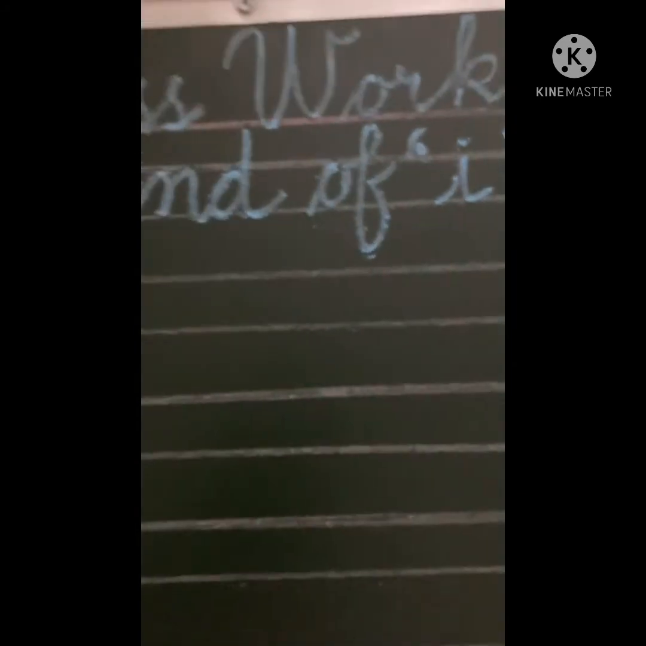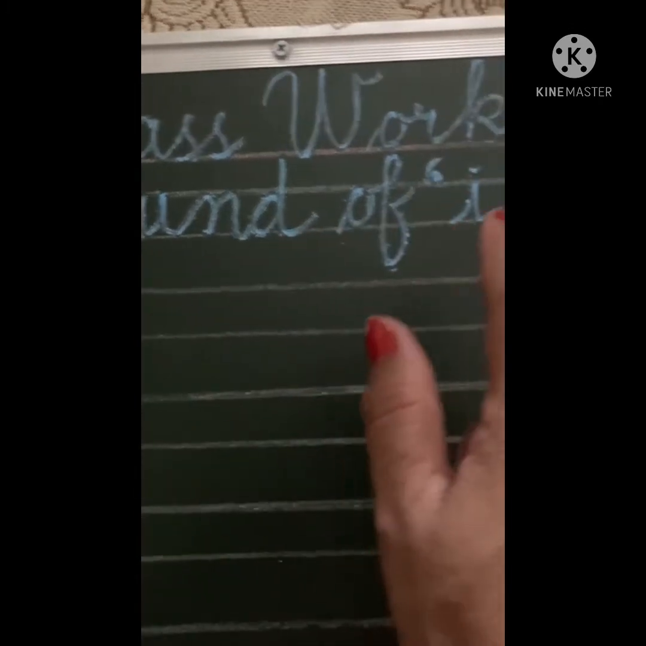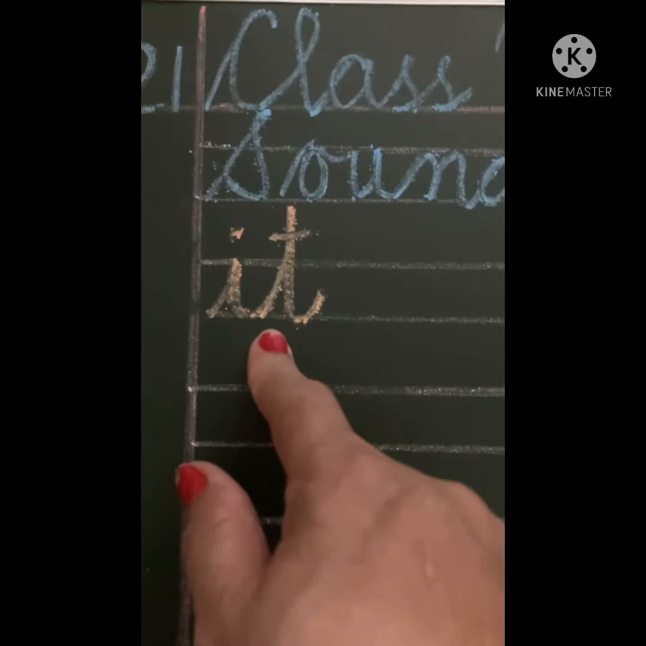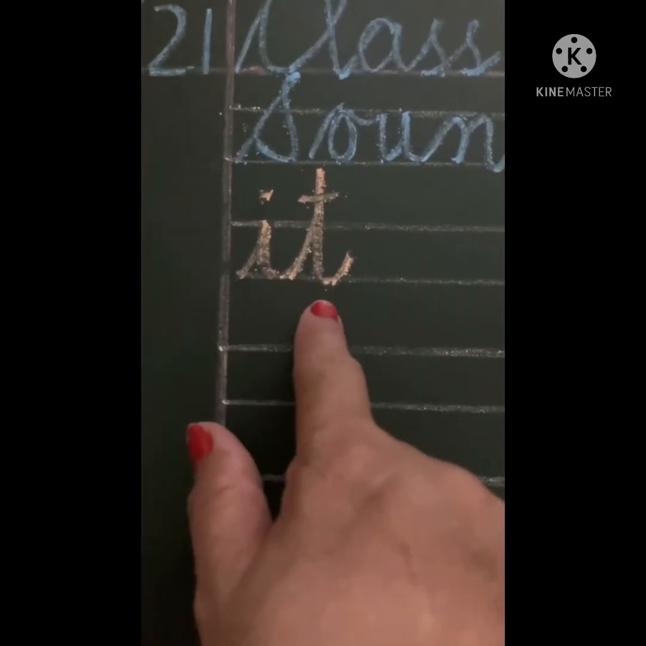Before that, you are supposed to write the date, classwork as usual, and the sound of I as heading, and start with IT family words. Today we are taking up IT family words: IT, IT, it.